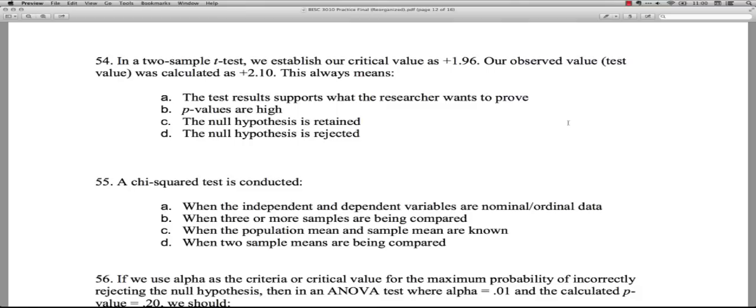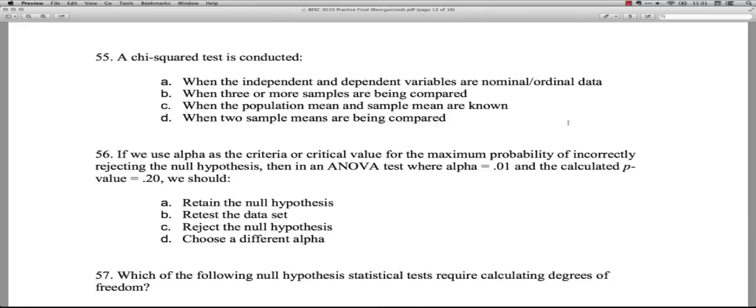And then D, the null hypothesis is rejected. Yes, D is the correct answer because our calculated or observed value from our sample puts the sample mean into the region of rejection because it's past the cutoff point, past the critical value. And so we say, no, this is more variation than we would expect by chance. So that works like that. So 54 is D.